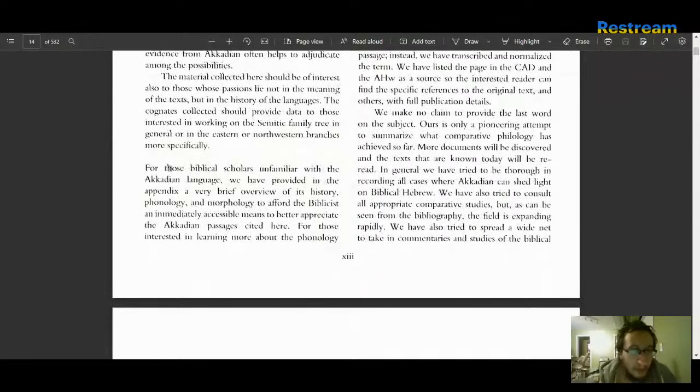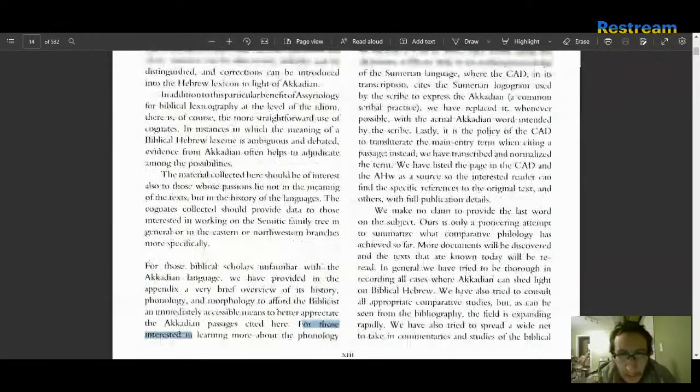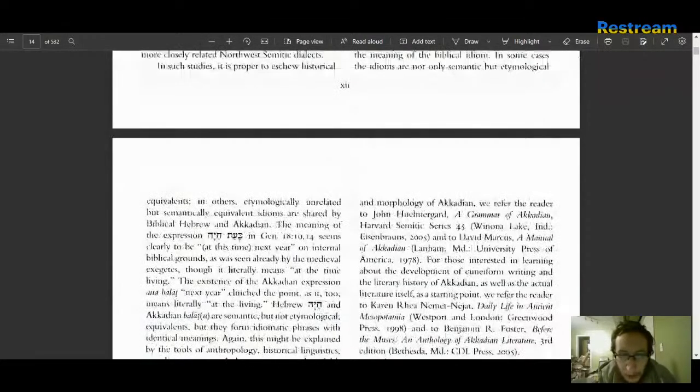For those biblical scholars unfamiliar with the Akkadian language, we have provided in the appendix a very brief overview of its history, phonology, and morphology to afford the biblicist an immediately accessible means to better appreciate the Akkadian passages cited here. For those interested in learning more about the phonology, pronunciation, morphology, and spelling of Akkadian, we refer the reader to Jean Huehnergard, A Grammar of Akkadian.